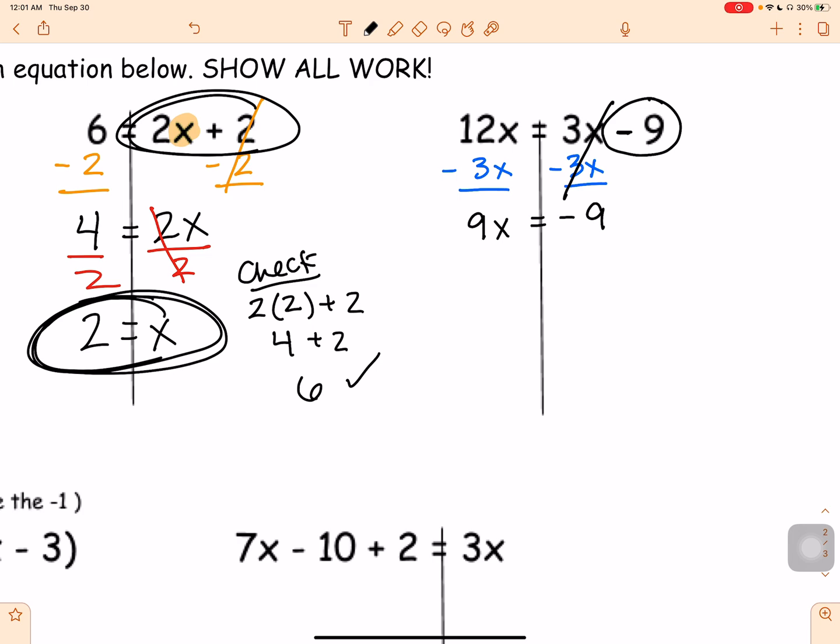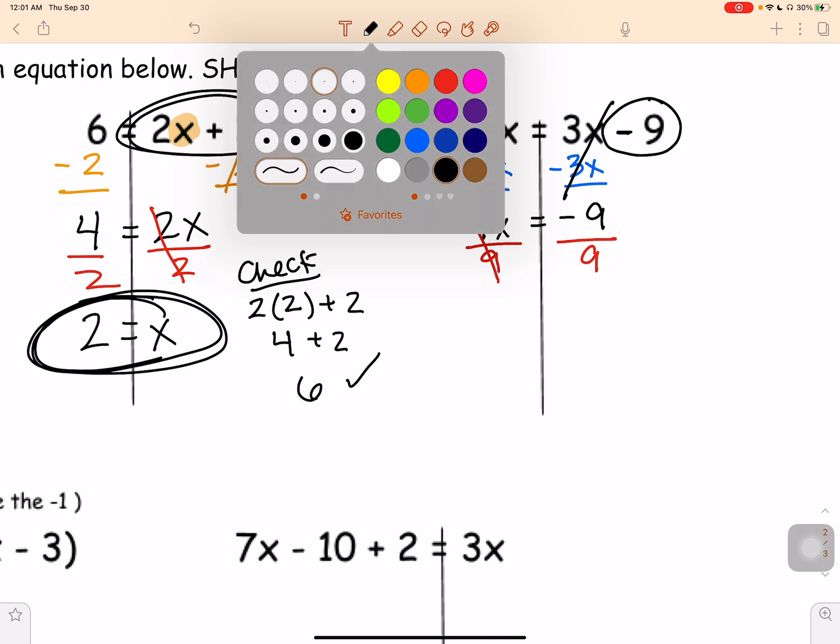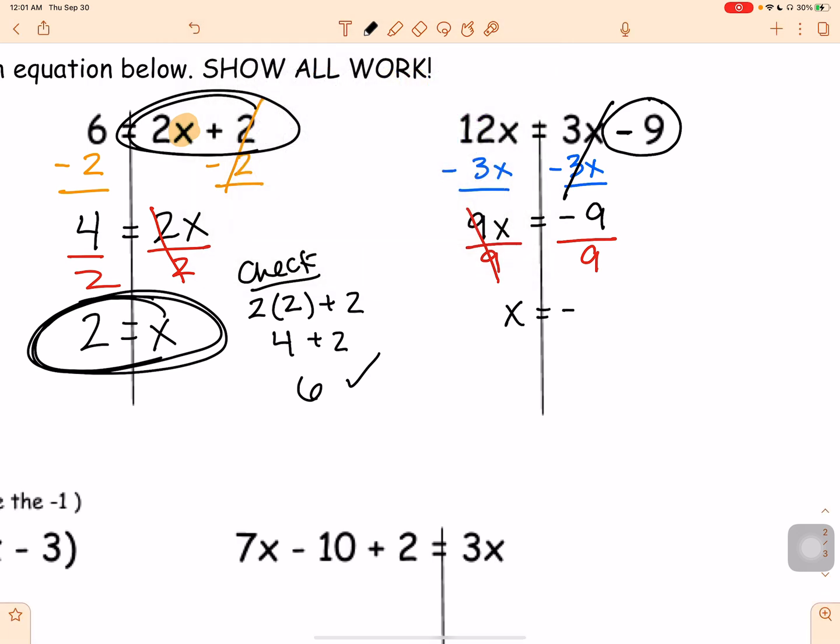You might be able to think of it already what the answer is, but you could also get it by undoing this multiplication here by dividing by 9 to leave yourself with 1x. So whatever you do on one side, you must also do on the other. So we're going to get x equals negative 1. And that makes sense because 9 times negative 1 is negative 9.